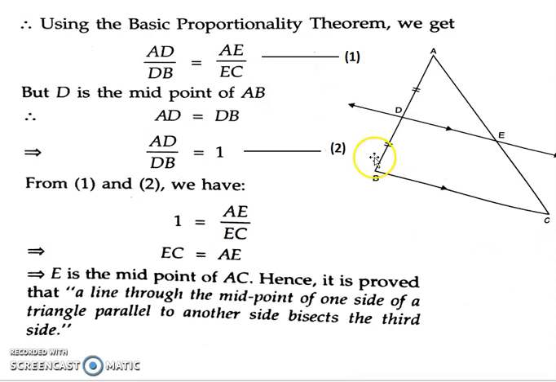So, this is the figure. It is given that in triangle ABC, D is the midpoint of AB and DE is going parallel to BC. What we have to prove is that E is also the midpoint of AC. This is what we have to prove. But this time, we are going to use basic proportionality theorem and prove it in a very easy way as compared to how we proved last year using parallelograms.